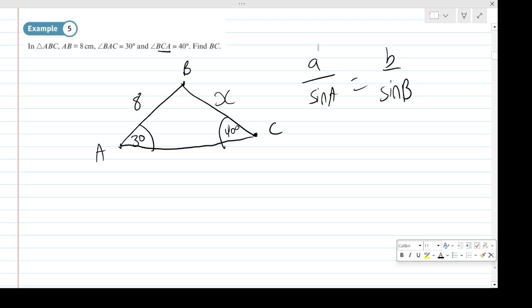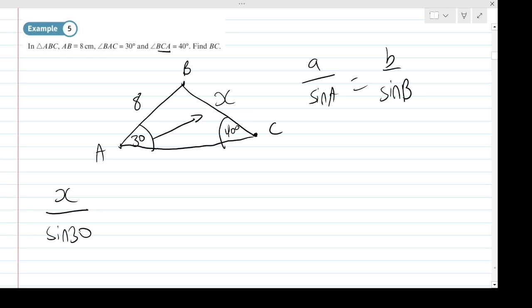So first of all, x is the side, so we're going to do x over the angle opposite the side. The angle facing the side is 30, so the opposite angle is sine 30. The 30 here is opposite, or facing, that length BC, that side x.